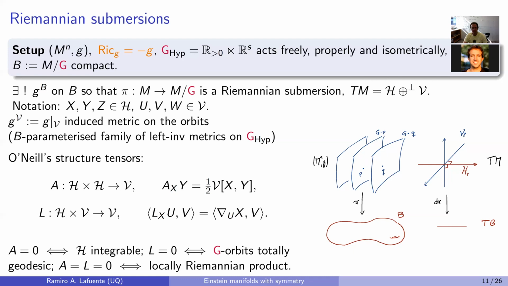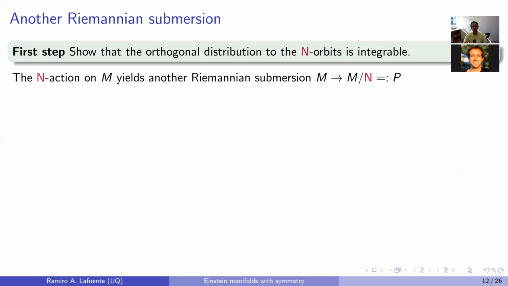All right, so as a matter of fact, we will use another Riemannian submersion. Recall that we have M, with metric g, which is Einstein, and it has an isometric action of this group G, hyperbolic, acting. But this group has a codimension 1 abelian subgroup N, which is the nilradical. So we might look at the action of N, and this is actually what we have to do in order to obtain the result.